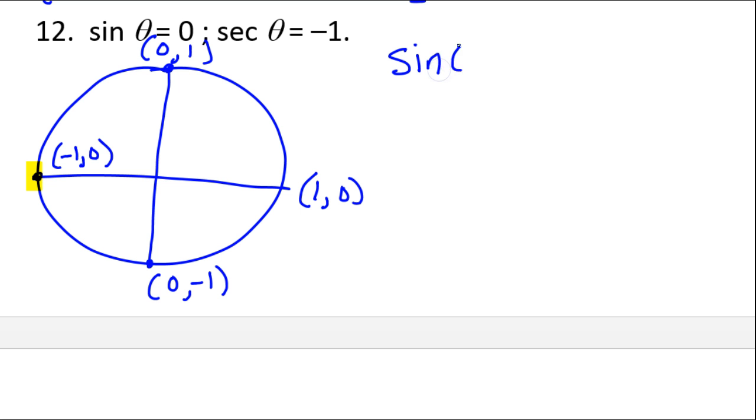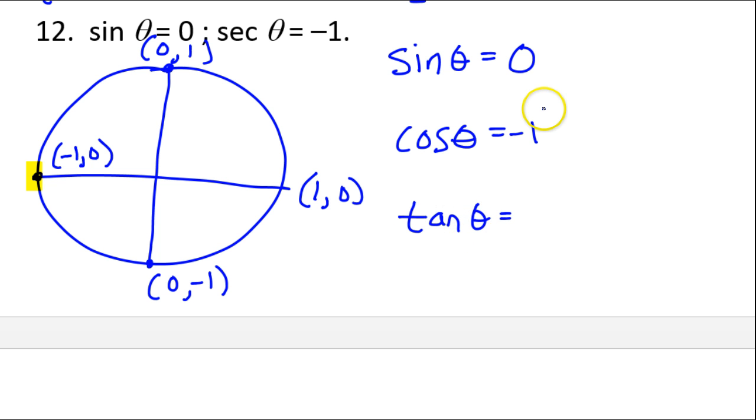So first of all, sine. The sine is just the y value, so sine is 0. Cosine. Cosine is the x value, that's negative 1. Tangent. Tangent is sine over cosine, so that's 0 divided by negative 1. 0 divided by anything is 0. So there's tangent.